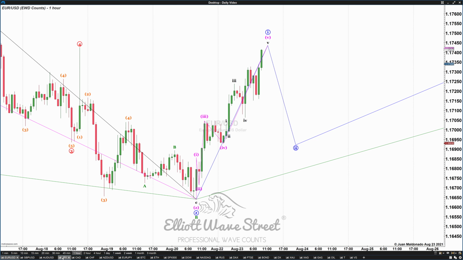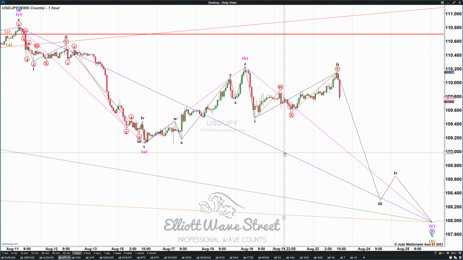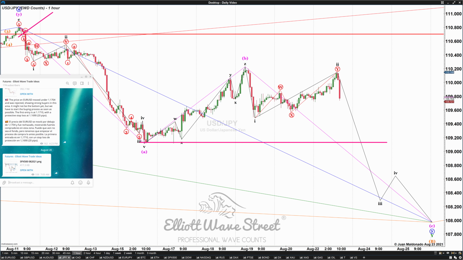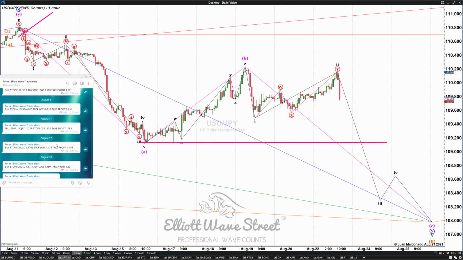What about the dollar yen? Then we're going to check the S&P. On the dollar yen, we are looking for another leg down. You know that I'm short on the dollar yen. I was able to sell the market at the 110.60. You can have access to my Telegram channel where I publish my trades. So let's go to the Forex one.